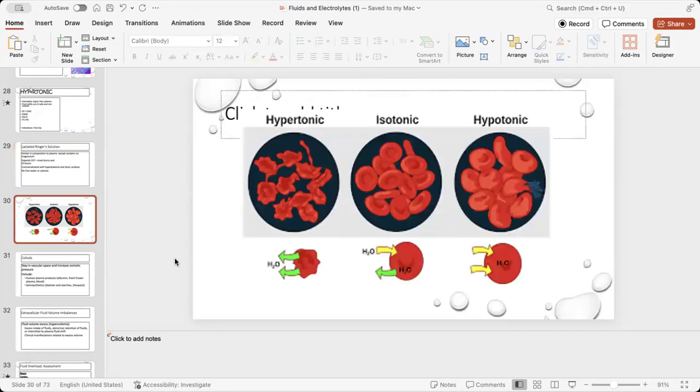All right, and then this is just another picture. If you can kind of think about hyper, right? Fluid shifts out of the cells and makes them kind of shrink. Hypo goes into the cell, swells them, pumps them up, they're hydrated. And isotonic, right, is just the same.